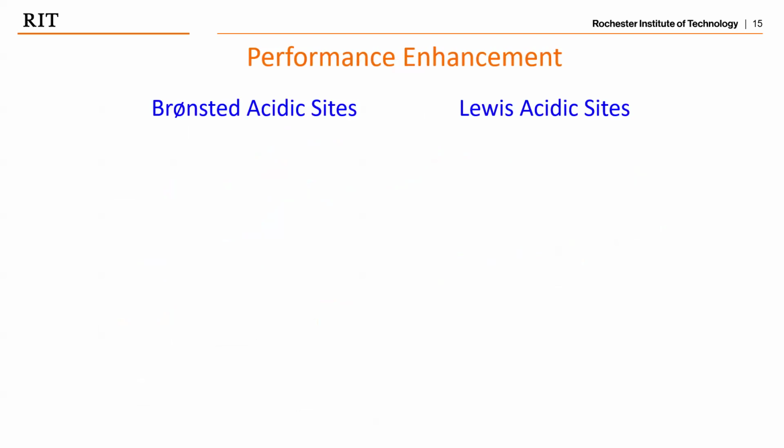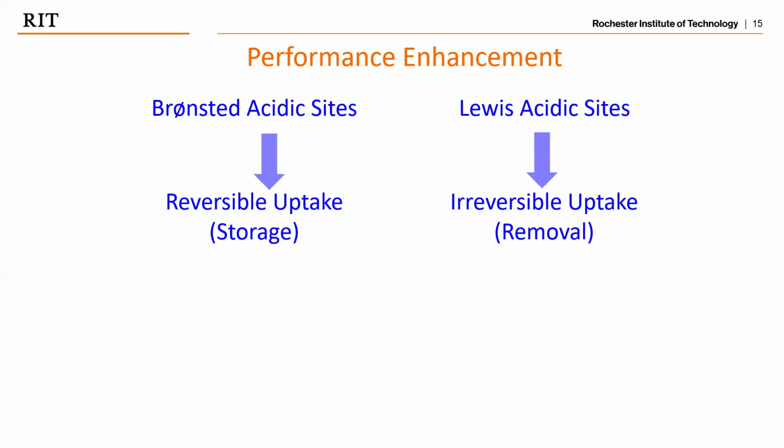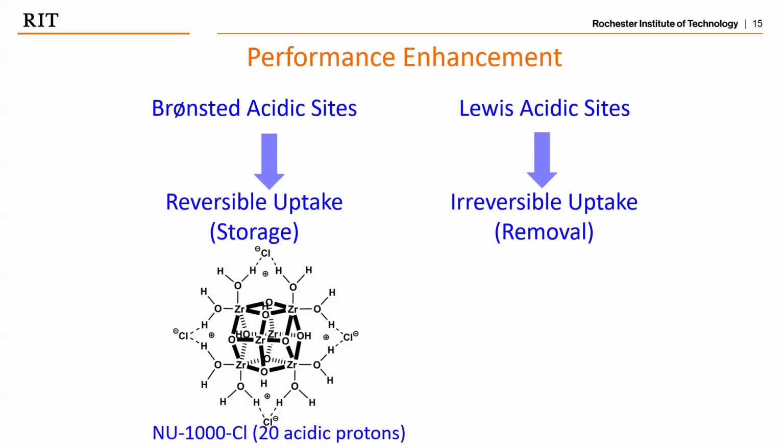Here is a quick summary. The protic acidic sites in the MOF usually generate reversible uptake, so they can be used for storage. And irreversible uptake usually comes from these loose acidic sites or open metal sites. So now we think about how to make more protic acidic sites, and how to increase the reversible uptake, and how to introduce more loose acidic sites to further increase the irreversible uptake.